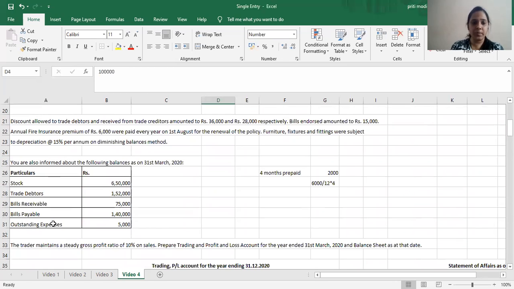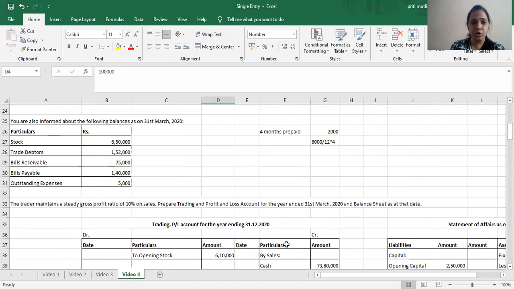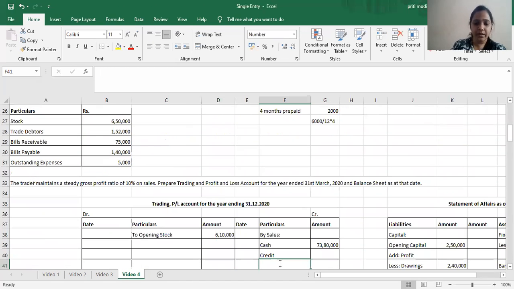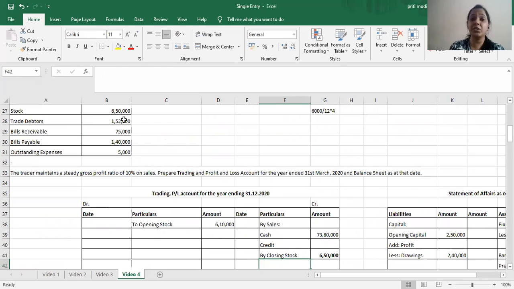Now the closing balances. Stock closing balance is given, 6,50,000. So you all know closing stock goes where? In the trading account, by closing stock. By closing stock, it's 6,50,000. Remember, these are not ledger accounts.